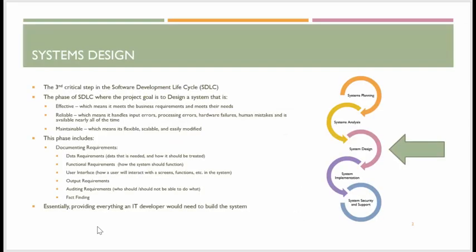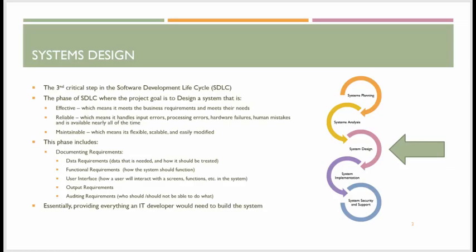Interval 4 is for system design. This is the third critical step in the software development lifecycle. This phase is where the project goal is to design a system that is effective, which means it meets the business requirements and also the business needs. It's reliable, which means it can handle input errors, processing errors, hardware failures, human mistakes, and it's nearly available all the time. It's maintainable, which means it's flexible, scalable, and easily modified. This phase essentially provides everything an IT developer would need to build the system.